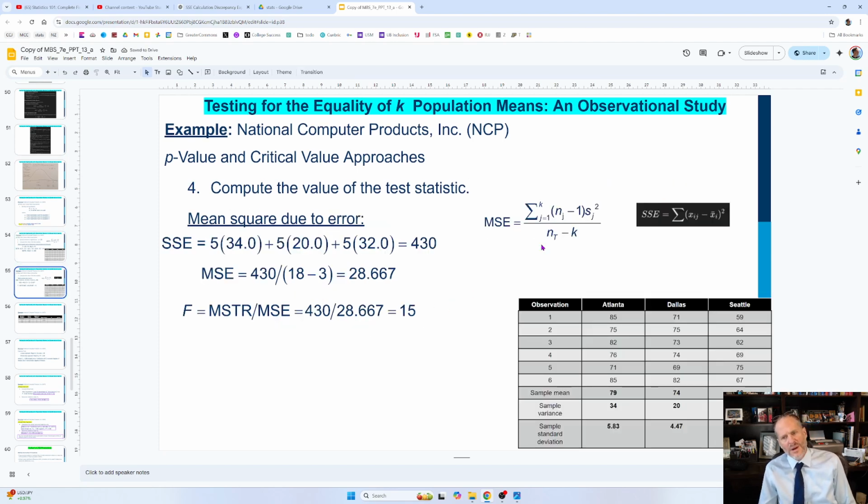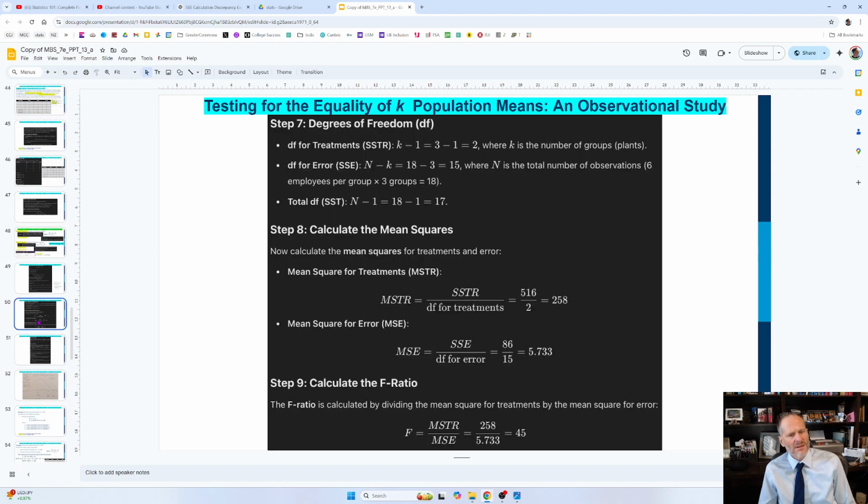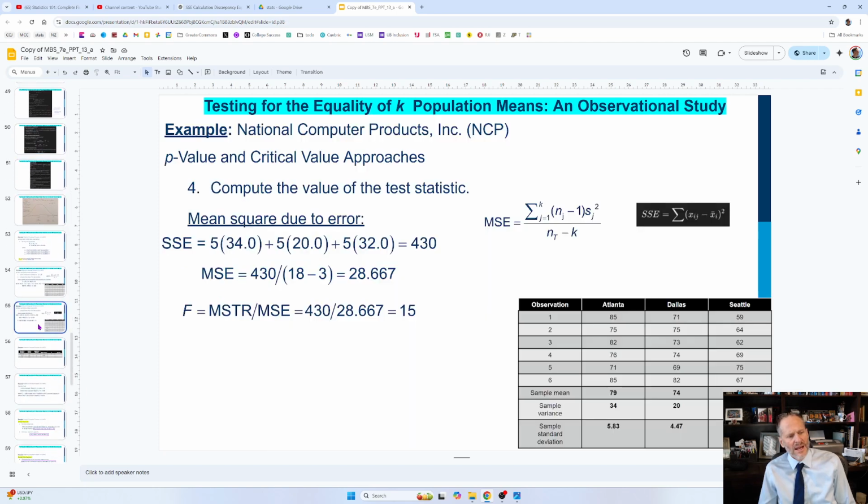Now we have the sum of square errors. Here's the mean square error, and the mean square error is the sum of square errors, SSE, as the textbook presents it, divided by the degrees of freedom for error. That is going to be NT minus K, and NT minus K is 18: there are 18 total data values minus 3 different treatments.